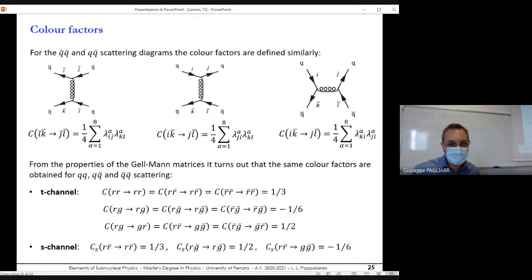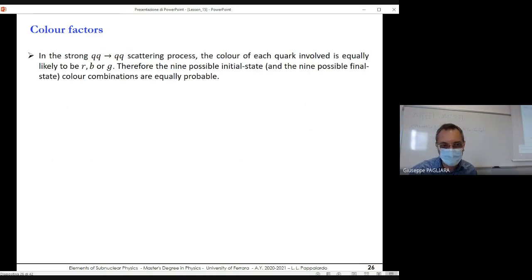Okay. Now, it turns out that from the properties of the Gell-Mann matrices, it doesn't matter if it is a quark or anti-quark. At the end, you get exactly the same value for the color factors. And you see here the case. So the CRR, red-red into red-red, is the same as red anti-red into red anti-red, or the same as anti-red anti-red into anti-red anti-red. For all cases, you get 1/3. And the same for the others. Okay. These are for the two S channel, the three T channel that we considered, and also for the S channel we have these values here. Okay. So at the end, one ends up with simple numbers.